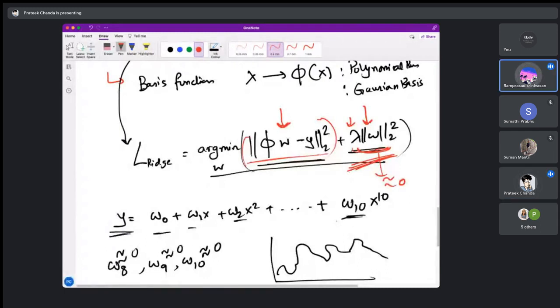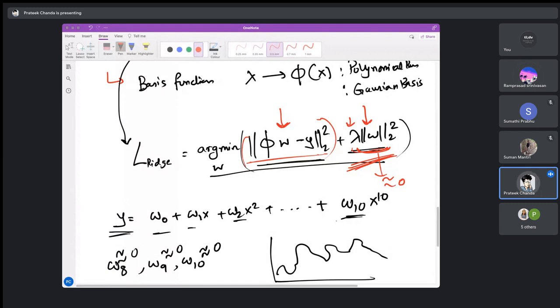So basically, you are saying it is a user-defined constant. Yeah, it's a user-defined constant, you are not optimizing it. Okay.